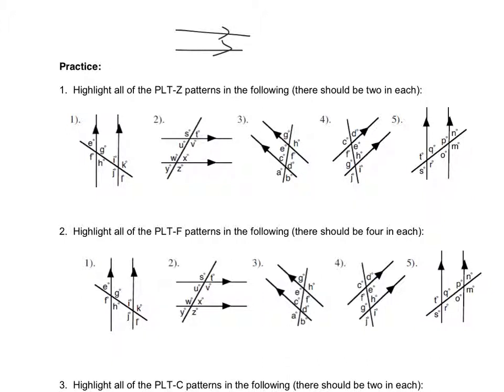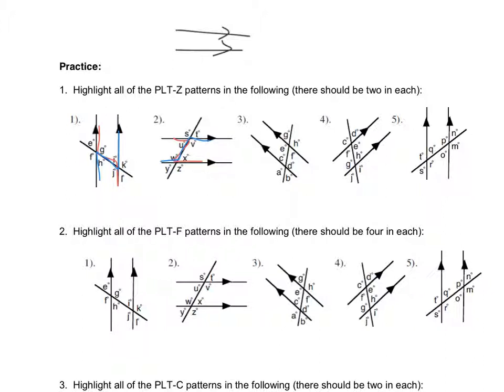And you should get 2 Z patterns, and I will try to do it in different colors. That Z pattern and that Z pattern. They're pink and the blue Z pattern. So I go along the transversal and I go on either side of the transversal, one way on one parallel line, the other way on the other parallel line, and opposite for the pink. For question 2, it's my first Z and my second Z.